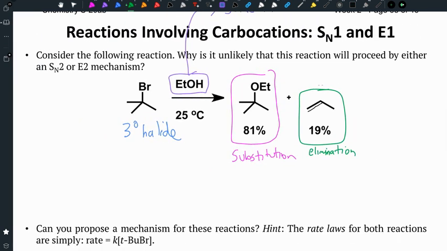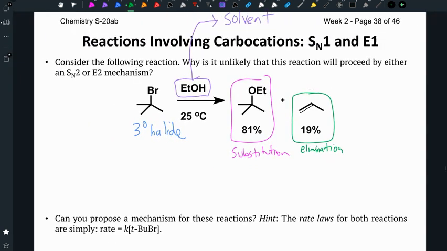But you hopefully have the tools now where you can look at this and say, well, I don't think that substitution was an SN2, and I don't think that elimination was an E2. I'll give you a second to think about it.